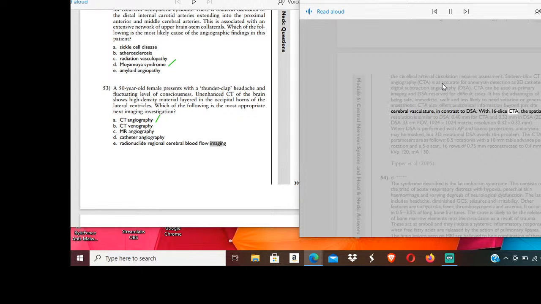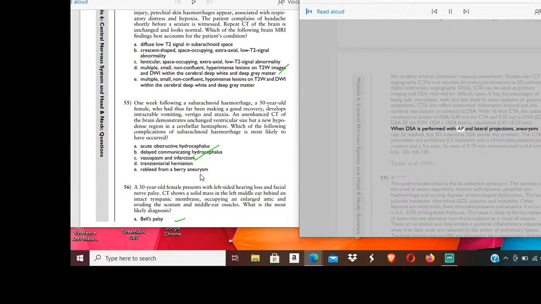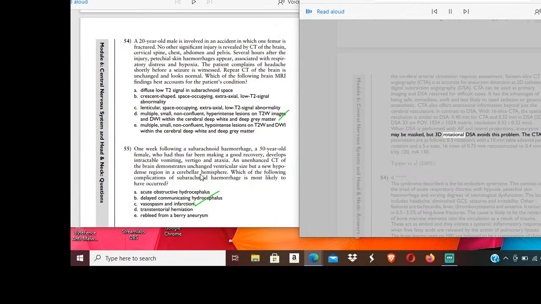With 16-slice CTA, the spatial resolution is similar to DSA: 0.40 mm for CTA and 0.32 mm in DSA. 2D DSA uses a 33 cm FOV and a 1024 by 1024 matrix, with resolution 0.3 to 0.32 mm. When DSA is performed with AP and lateral projections, aneurysms may be masked, but 3D rotational DSA avoids this problem.